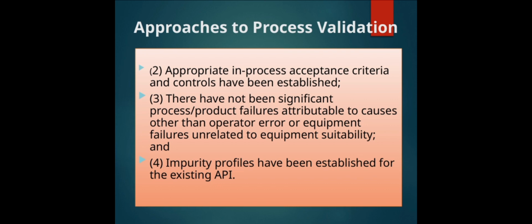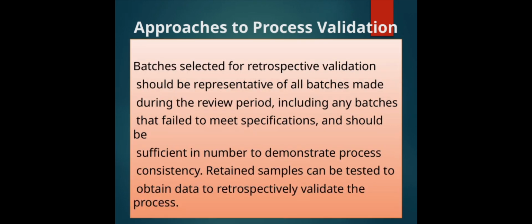Essentially, if problems arise, they should be attributable to known, manageable causes rather than fundamental flaws in the process or equipment. Finally, establishing impurity profiles for the existing active pharmaceutical ingredient is vital. This helps us understand the impurity landscape, ensuring safety and efficacy, and provides a benchmark for ongoing quality assessment. Together, these points highlight a comprehensive approach to process validation, emphasizing control, understanding, and reliability, all of which are essential to delivering a consistent, high-quality product.